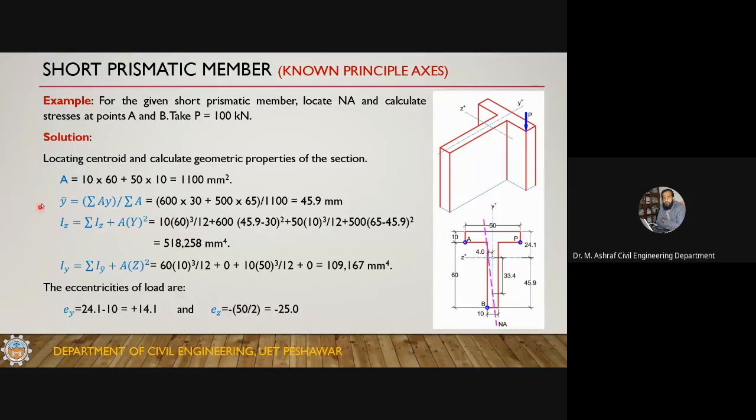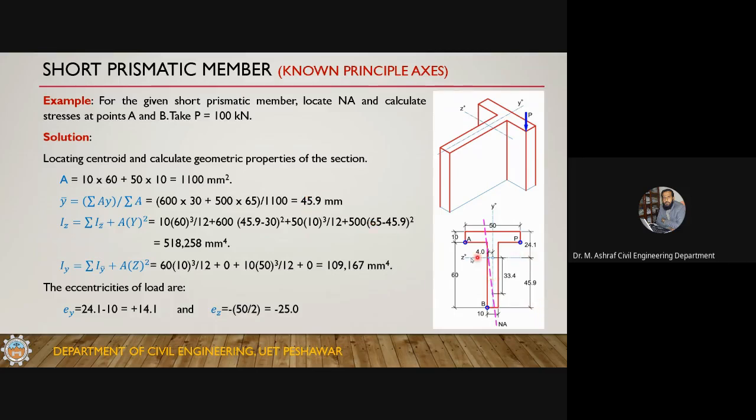So now we have the cross-section area. If we divide this into two rectangles, one of 10 into 60, the other 50 into 10, then 1100 square millimeter is the cross-section area. Y bar is equal to summation of AY divided by summation of A. If this bottom is my reference, then 600 is the area of this one, so 600 into 30, plus 500 is the area of this, 500 into 60 plus 5, which is 65, divided by 1100, so 45.9.